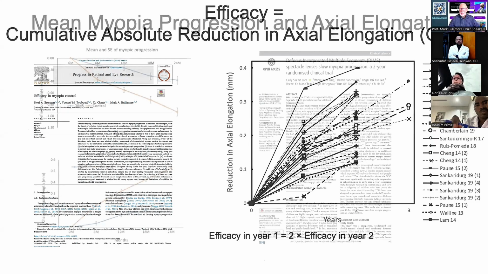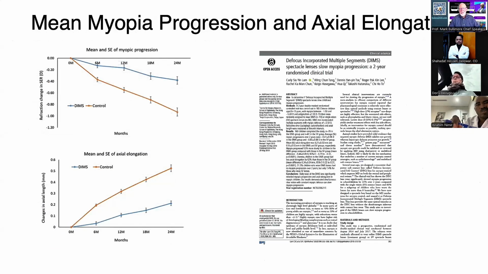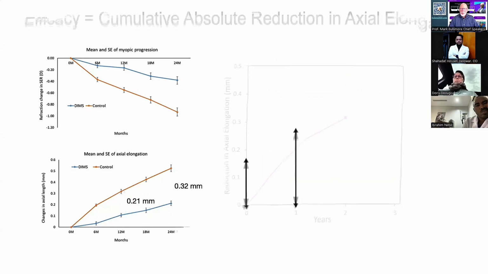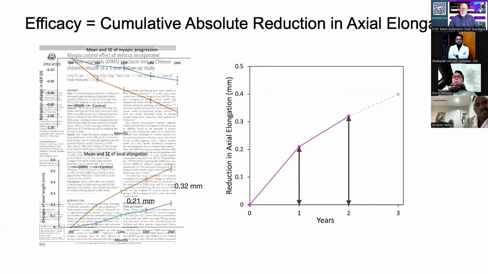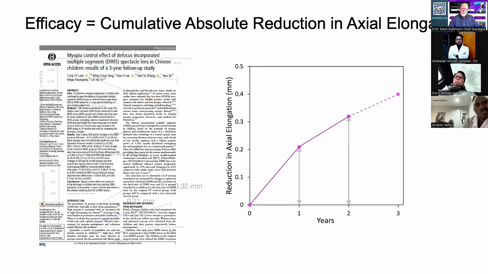So how do we get those graphs? We start off with the figures that we see in every paper, showing the myopia progression at the top and the axial elongation at the bottom in both the treated and the controlled subjects. So we take the difference in axial elongation, say at 12 months and 24 months, and then we plot that on the graph. So that's how we get those graphs of efficacy.